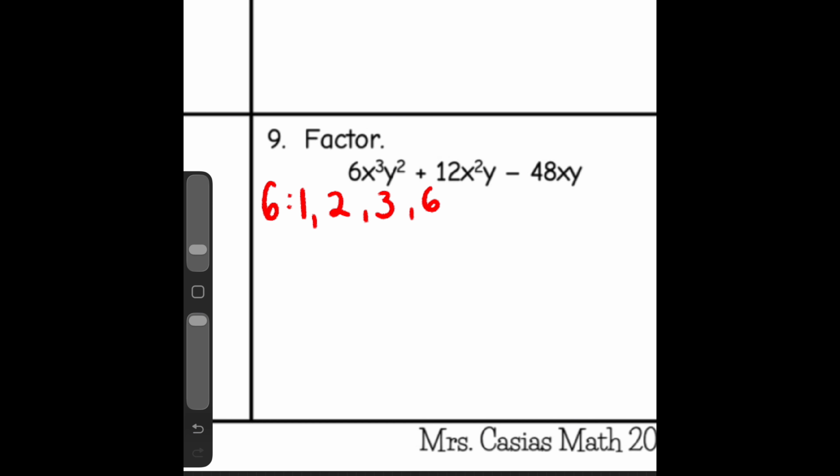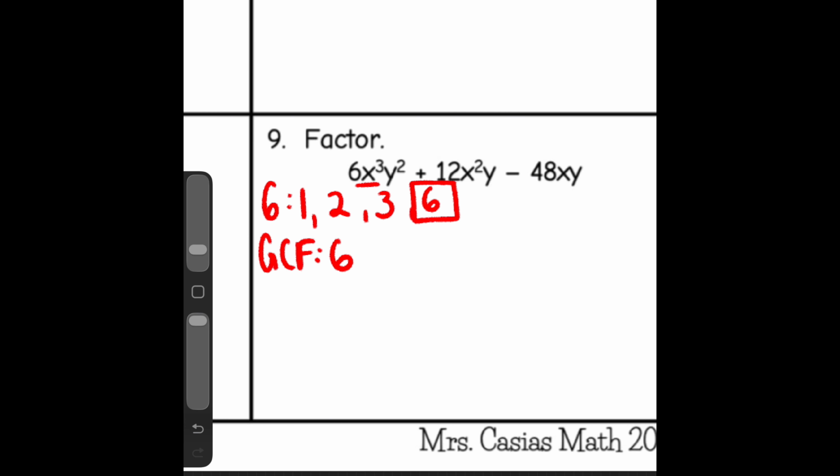6 divided by 6 is 1. 12 divided by 6 is 2. 48 divided by 6 is 8. So we can use 6. Now let's look at our exponents next. I'm going to write GCF, and we know it's 6.